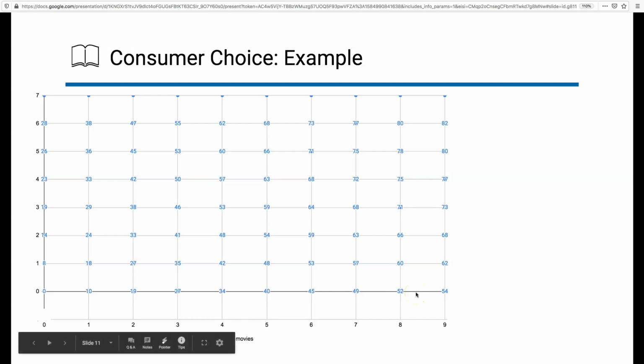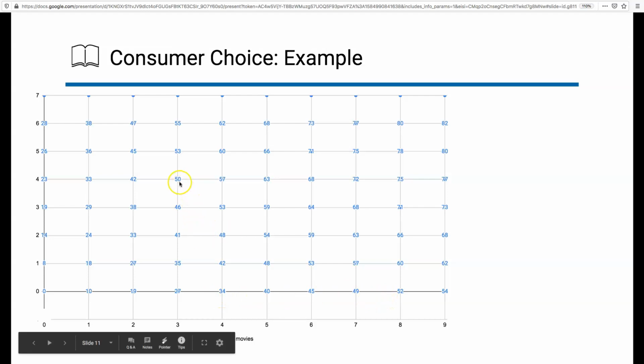Decrease in marginal utility means that the numbers will be increasing fast at first, but then they're going to slow down. So for example, the first movie contributes 10 units in marginal utility, the second movie only 9, the third only 8, the fourth 7, and so on and so forth.